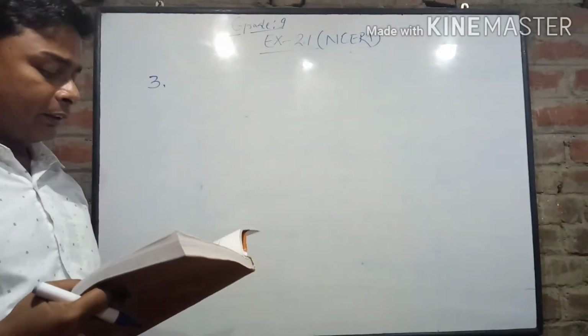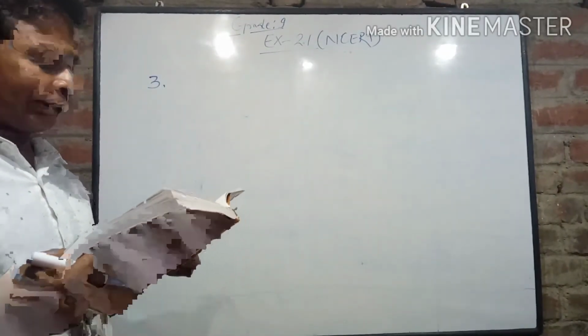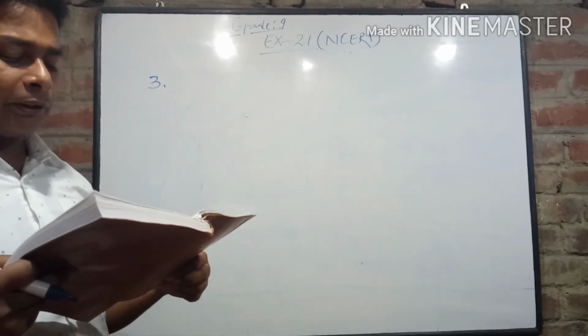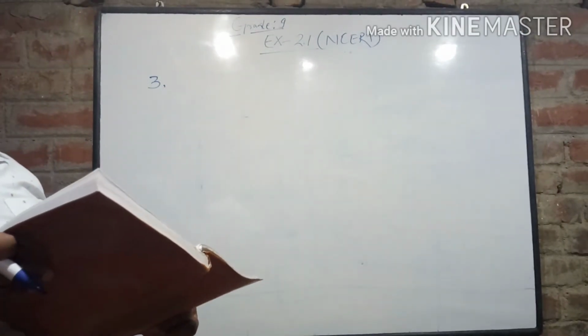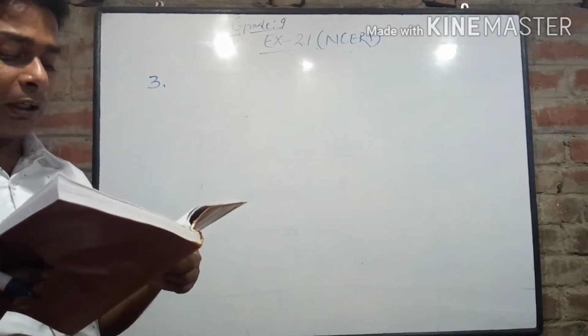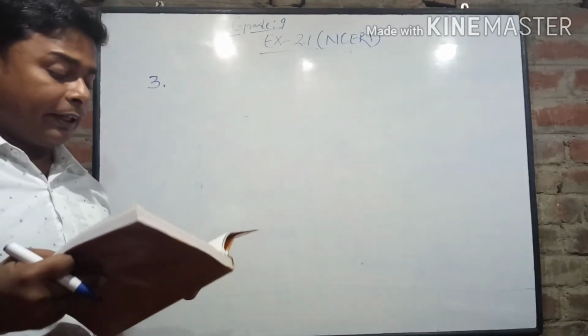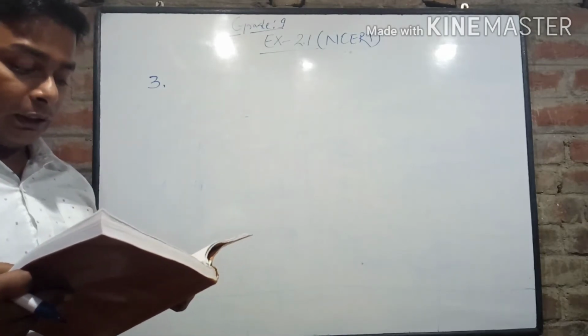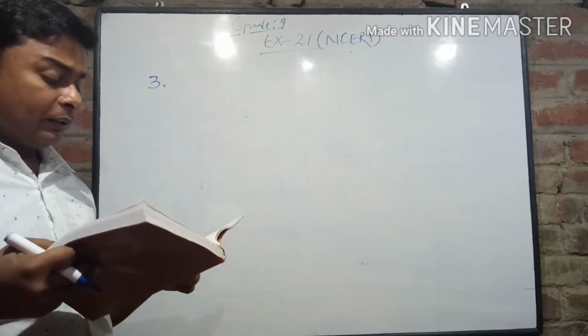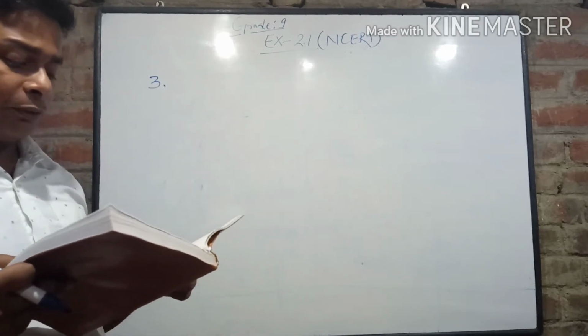Question number 3 says, give one example each of a binomial of degree 35 and of a monomial of degree 100. It means we have to give two examples. One is your binomial. Binomial means that the expression should contain two terms and the degree should be 35. There may be n number of examples for this, but we have to give just one.